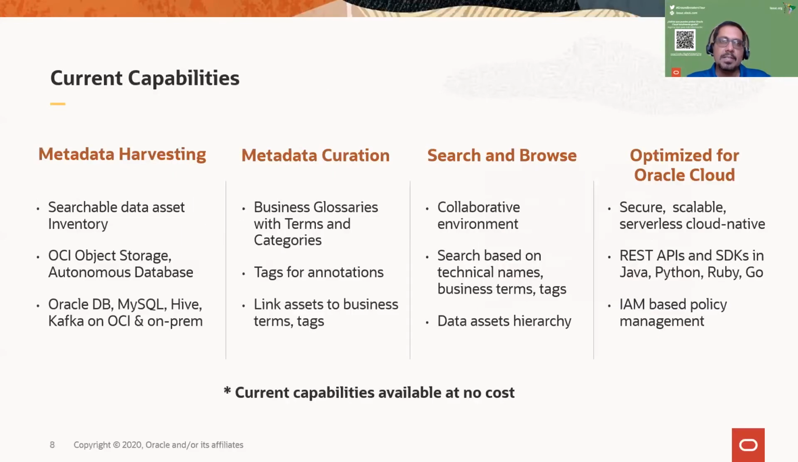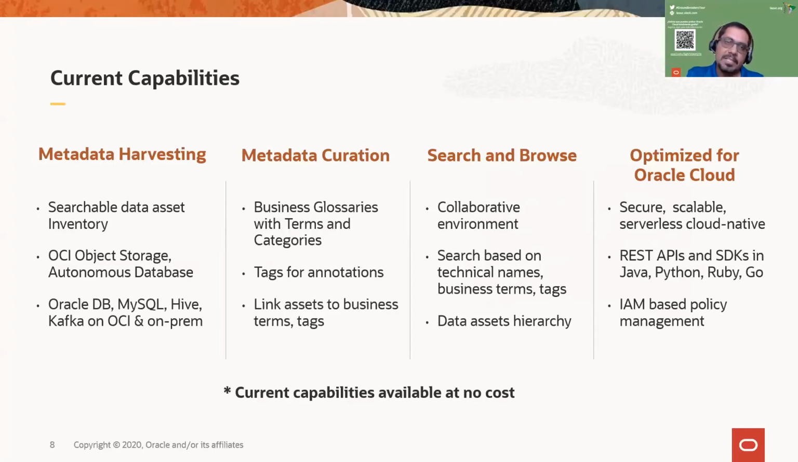Right. So here is a summary. Like I said, there are 4 or 5 different types of pillars, I would call them, for current capabilities. We can harvest metadata so that we can build this inventory, right? In order to build a data asset inventory, we need to harvest metadata from different systems. So Object Store, Autonomous Database, Oracle DB, MySQL, Hive, Kafka, on OCI as well as on-prem is supported.